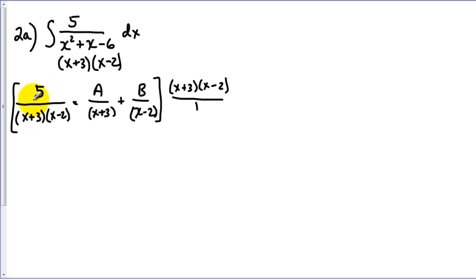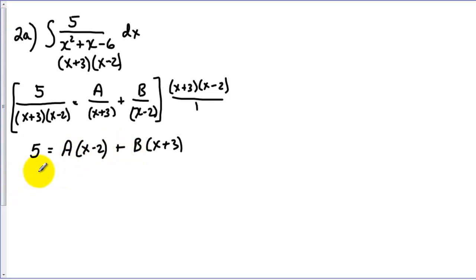When I multiply this fraction by that, both denominators cancel out, and we're just left with 5. Here, my x plus 3 cancels out, so I'm left with a times x minus 2 and b times x plus 3. Now remember, this equation is true for all values of x, so we can intelligently select some values of x to make one or the other of these letters disappear.